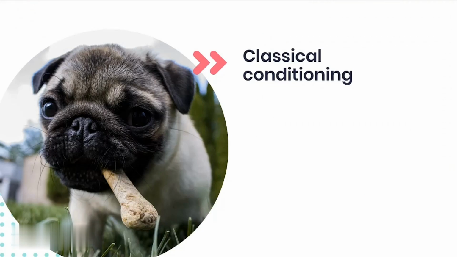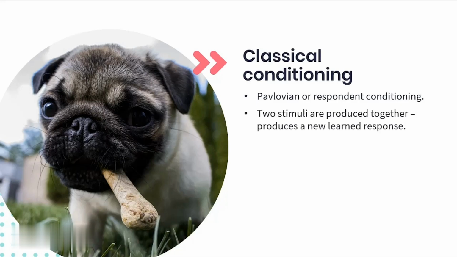Classical conditioning is also known as Pavlovian or respondent conditioning and was discovered by a Russian physiologist, Ivan Pavlov. In short, two stimuli are linked together, and this association produces a new learned response in a person or an animal. Pavlov's experience with dogs is famous, and you may have heard about it.